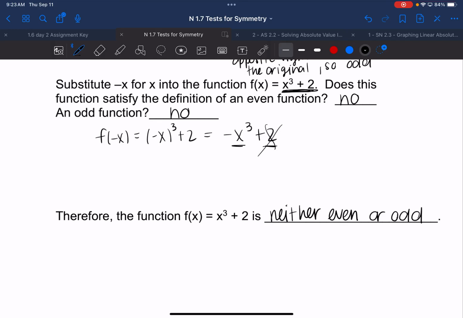So basically, you're running the same test to determine even or odd. It's how the final one looks that will let you determine whether it's even or odd. So just replace all the x's with a negative x. If it looks the same as the original, even. Opposite of the original, odd. But if you've got some mix in there, then it's neither even or odd. Okay? All right.